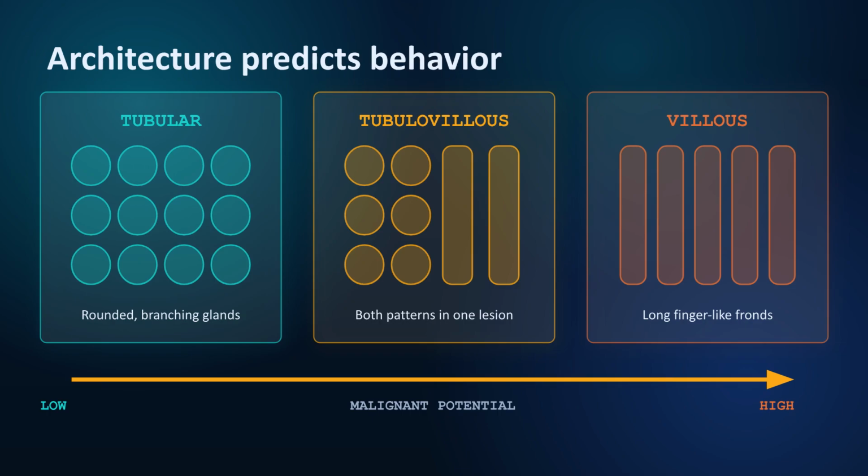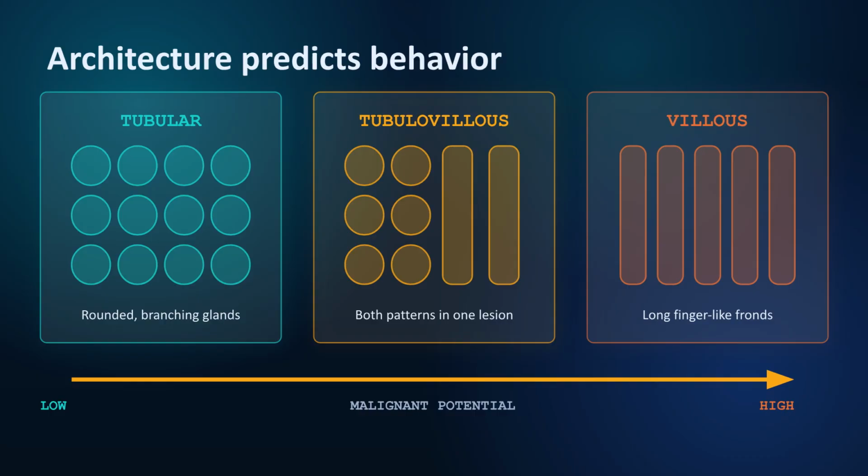In the middle is a tubulovillous adenoma, and you can see both rounded glands and elongated projections coexisting in the same lesion. On the right is a villous adenoma. Those long finger-like fronds reaching up into the lumen are the villi that give the lesion its name. Now follow the arrow along the bottom. Malignant potential rises steadily from left to right.